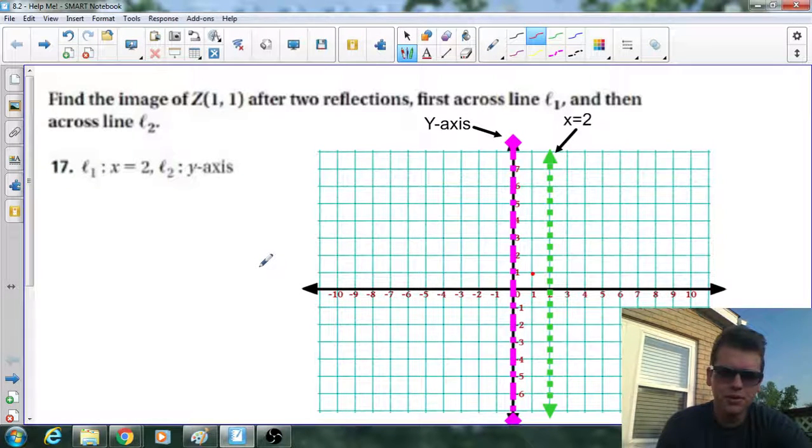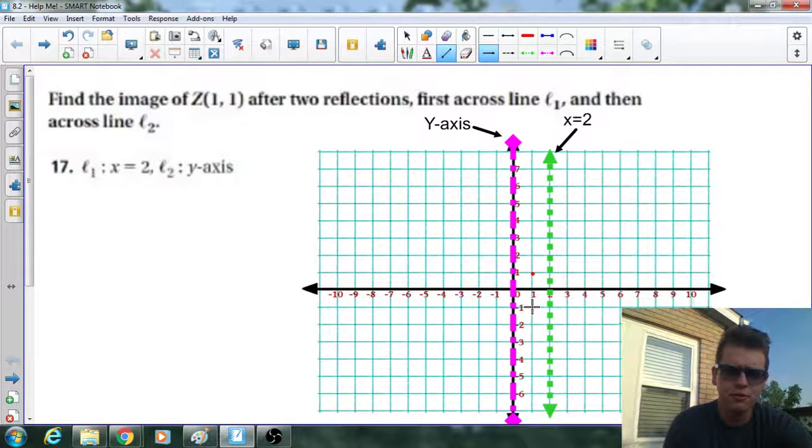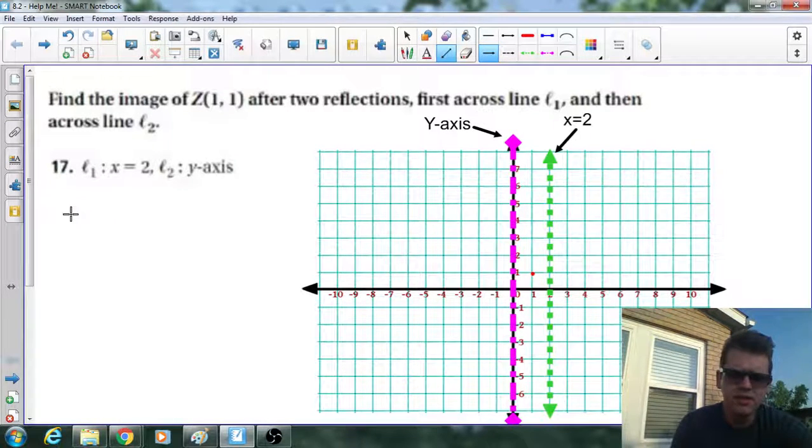But in 8.2 we're talking about reflecting lines. So if I want to reflect this point, in the questions on the back of your homework for 8.2, let's say like question 17, every one of these questions, you're going to start with your point at 1, 1. So I put my point at 1, 1. It's kind of hard to see here, but right there is my point at 1, 1.